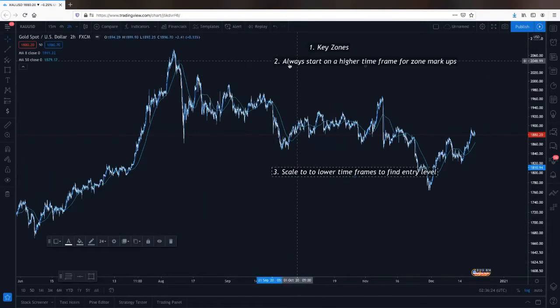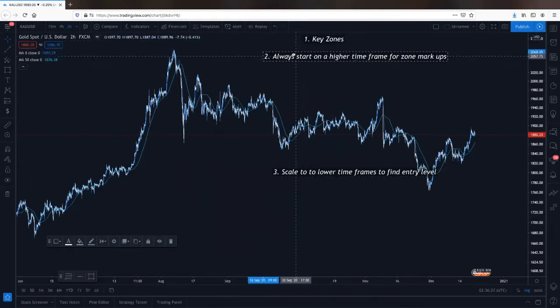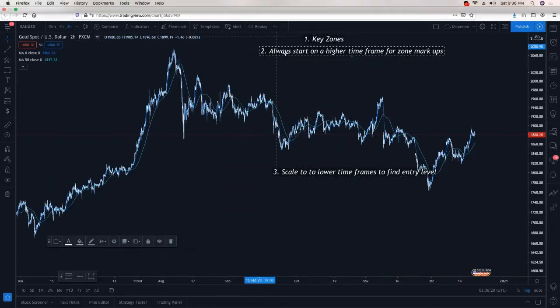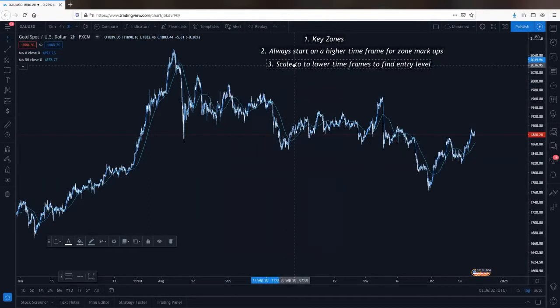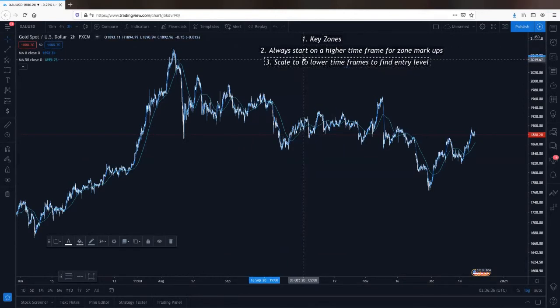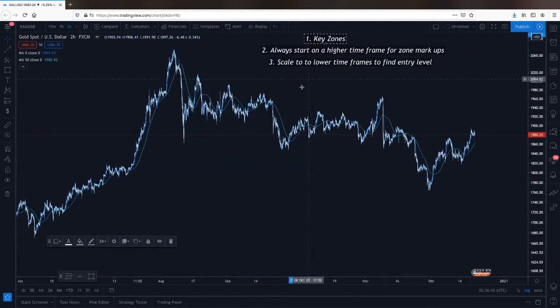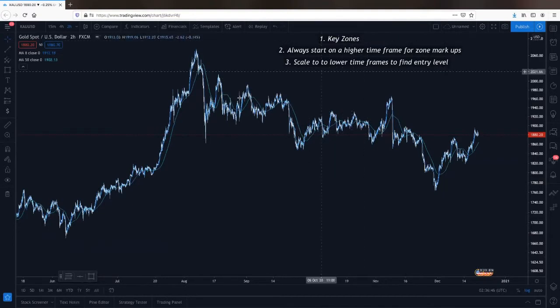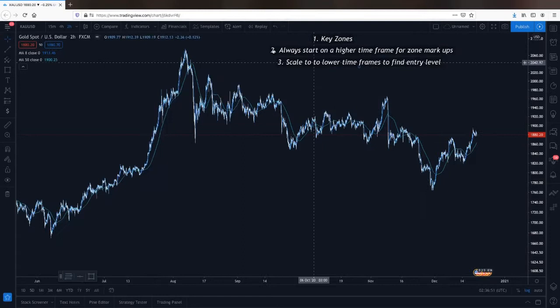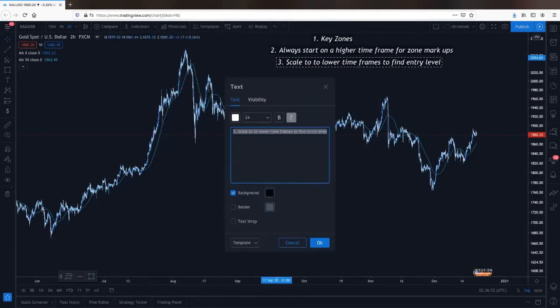This is just for market structure. It doesn't have anything to do with the pip catcher system. This goes over market structure because a lot of people don't understand market structure or why price moves the way it does. The pip catcher system just gives you a good confirmation to enter, our price action and indicator system, but this is market structure. First we got key zones. Two, always start on a higher time frame for zone markups. Three, scale. Got a little typo. Scale to lower time frame to find entry level.